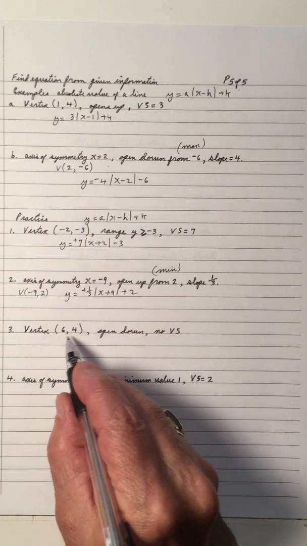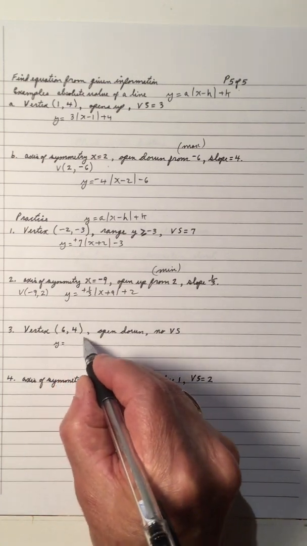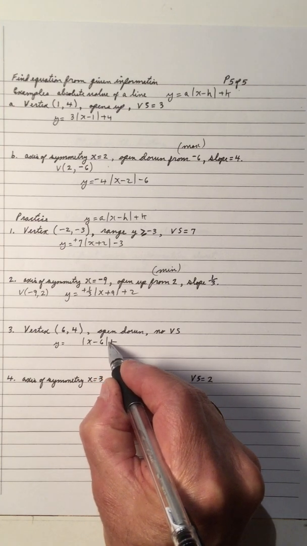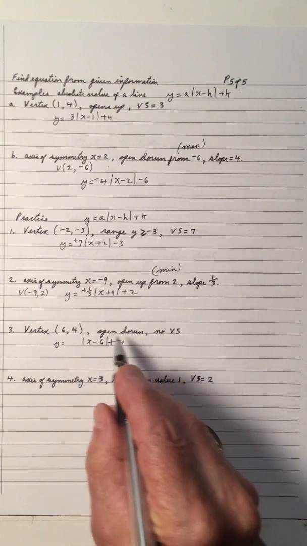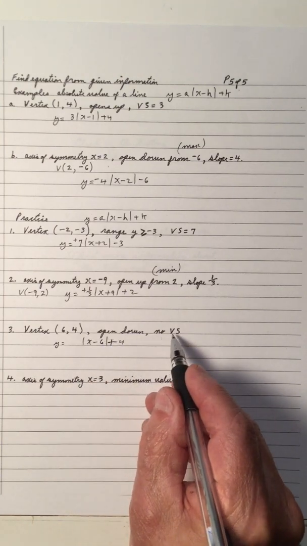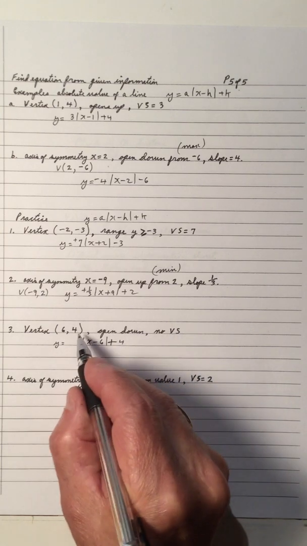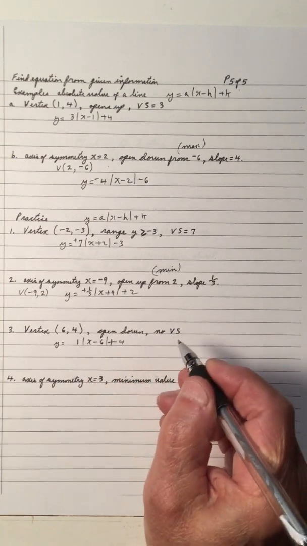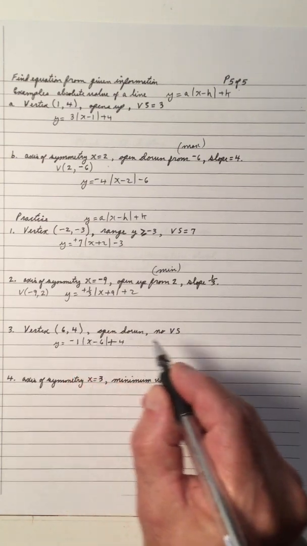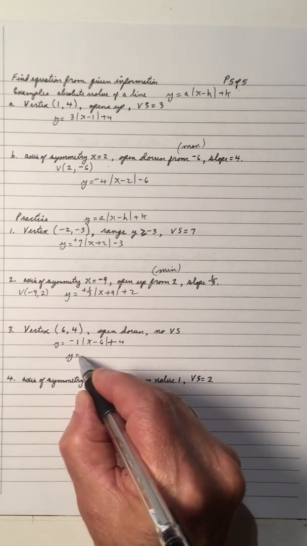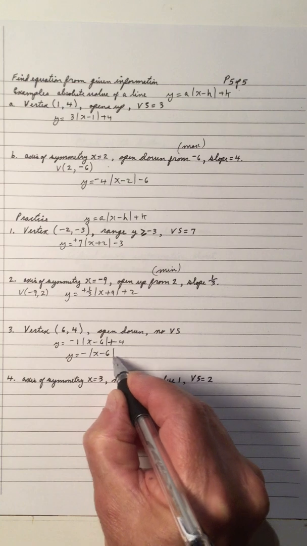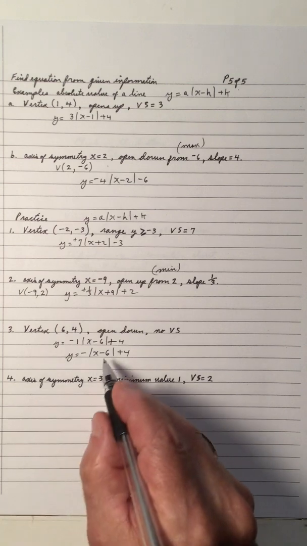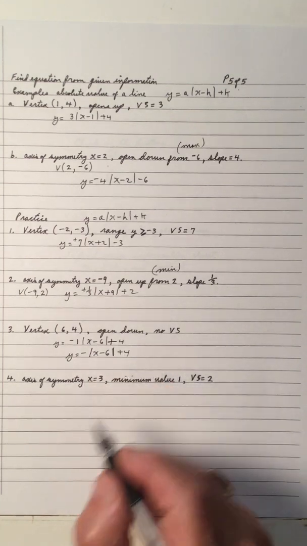Number 3, vertex is 6, 4, so y equals absolute value x minus 6 plus 4. Opens down and has no vertical stretch. So the vertical stretch is 1, it remains unchanged. And opens down, which means it's negative. So the equation is y equals negative absolute value of x minus 6, plus 4.